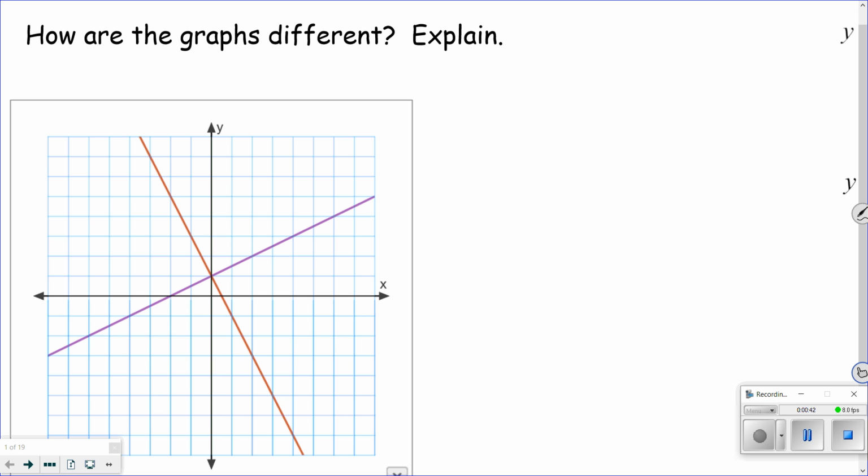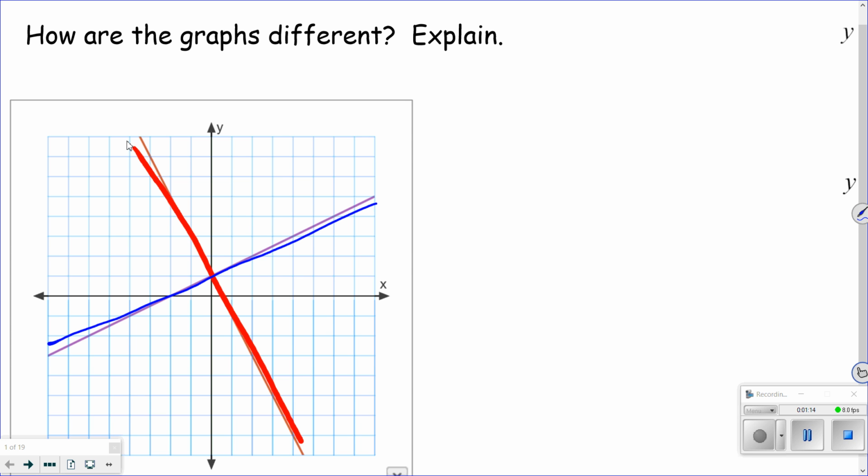So what we should have seen is that they have a different slope. And what we mean by slope is a different angle, a different steepness. The red one, from left to right, is going down. It's falling. Whereas the purple, blue, whatever color that is, from left to right is going up, and it's not quite as steep. So one of the main attributes of a line is how steep the line is, or what angle it's increasing or decreasing at. And that's what is referred to as the slope.